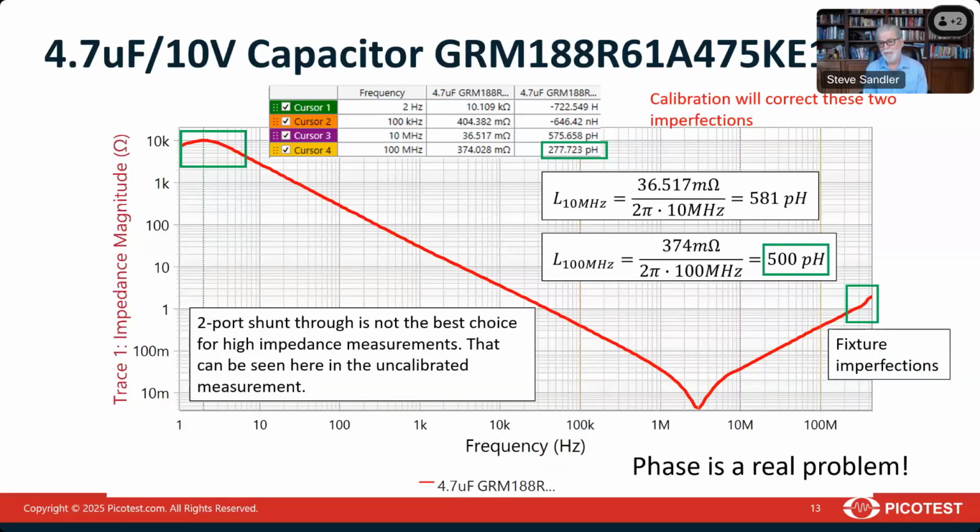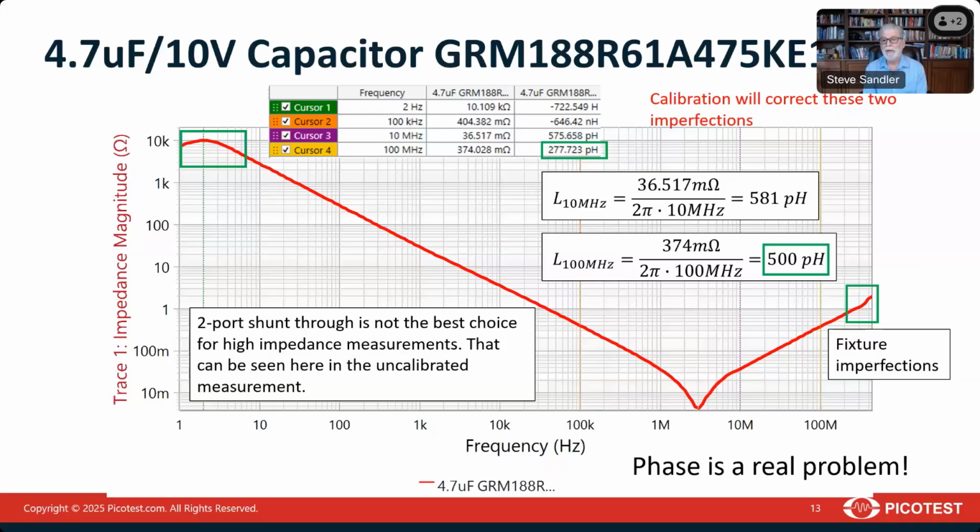And that's because we're very close to an S21 of 1.0. So we have very poor sensitivity at really high resistance. And in fact, 10,000 ohms is probably well above what would be recommended for a two-port shunt-through measurement. But we can see the resonance and we can see the ESL on the other side. And then we can see some imperfections in the fixture that I highlighted on the right-hand side.